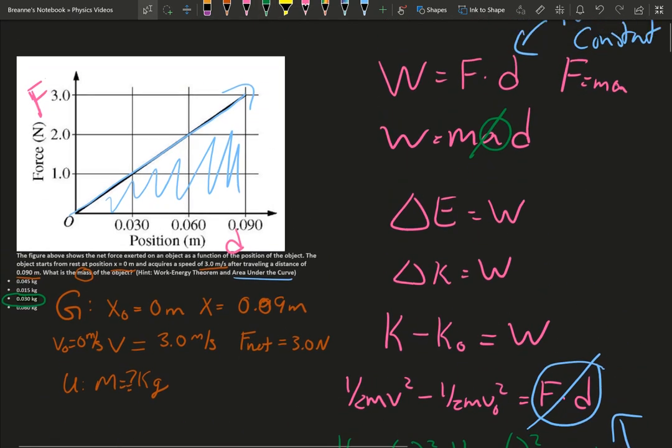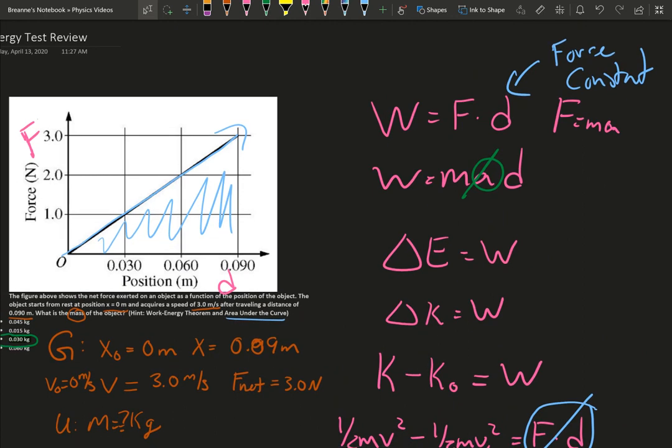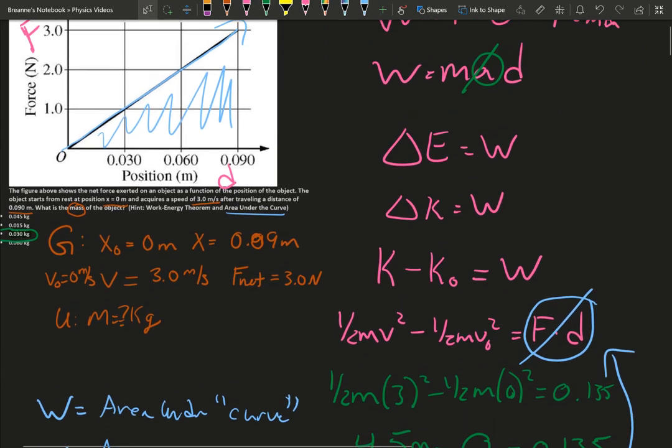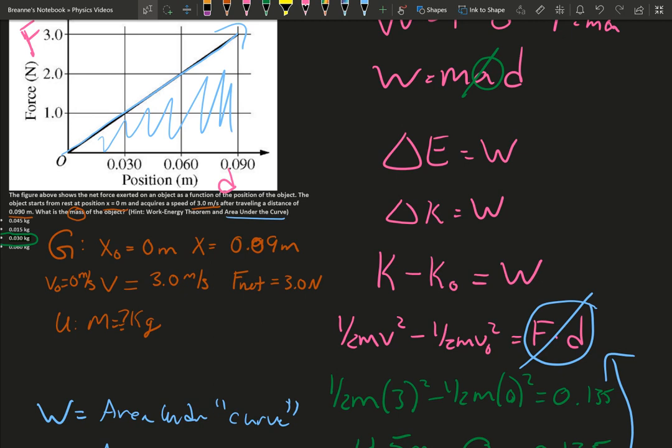Now, the tricky thing about this is knowing that your force was not constant. Because a lot of people are just like, okay, 3 times 0.9, right, and keep going. Nope, your force is not constant. And then also trying to get to that mass. A lot of people want to do force equals mass times acceleration, but we don't know what the acceleration is. And there's no way, we don't have enough information to figure out what the acceleration is.